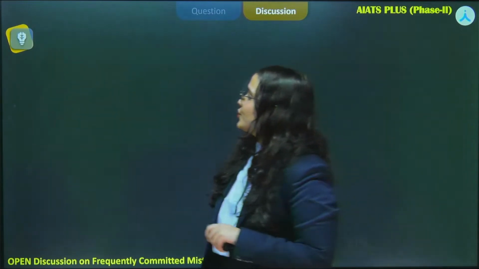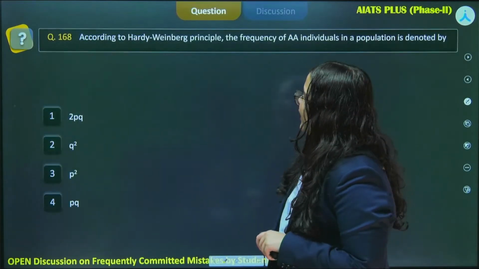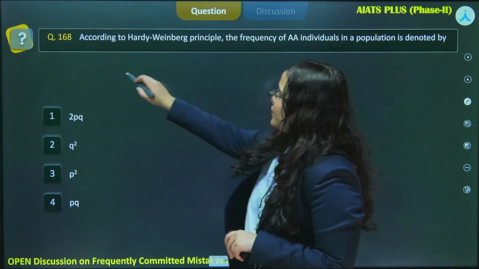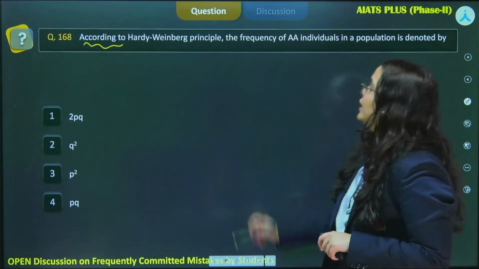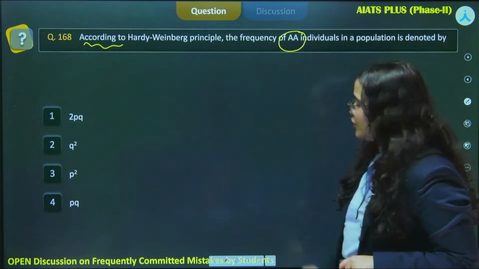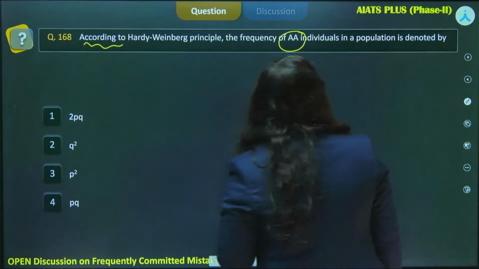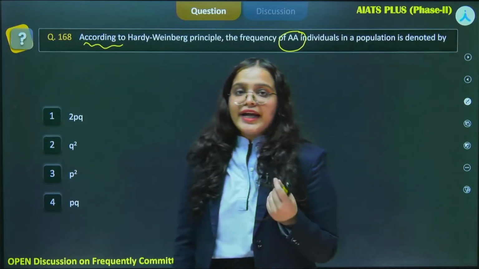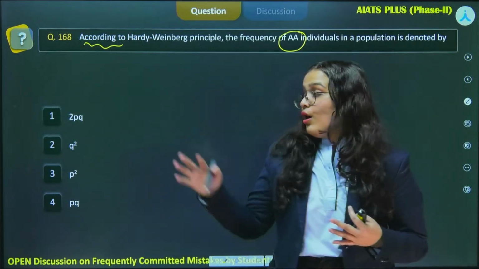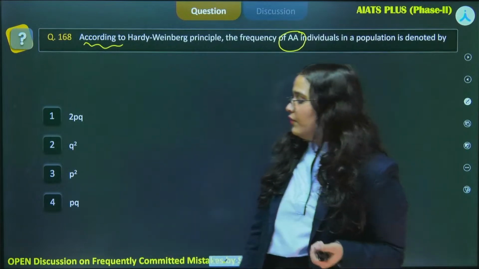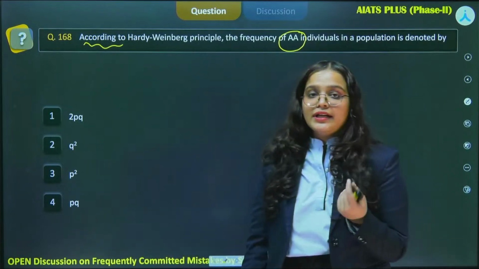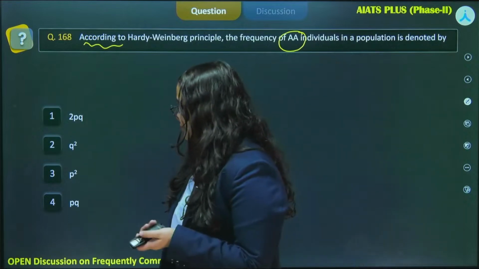Alright, so now we move on to our next question. And again we have a similar question where it is asking that according to the Hardy-Weinberg principle, the frequency of AA individuals in a population is denoted by. So I would like the answer from you, since I have already discussed this very thoroughly, that what should be the frequency of AA population. Please let me know in the comment section.